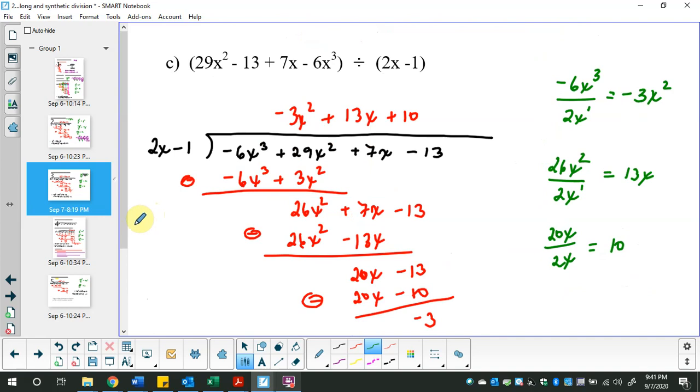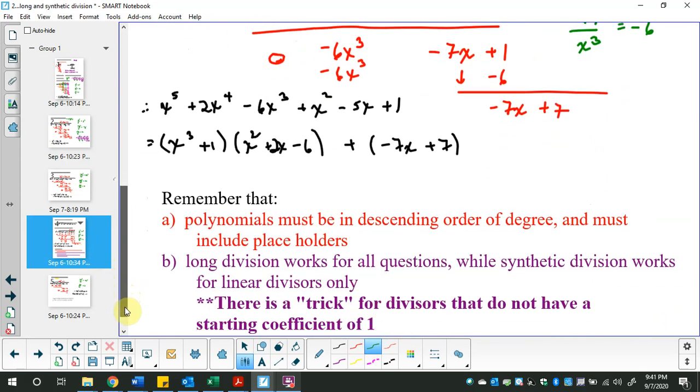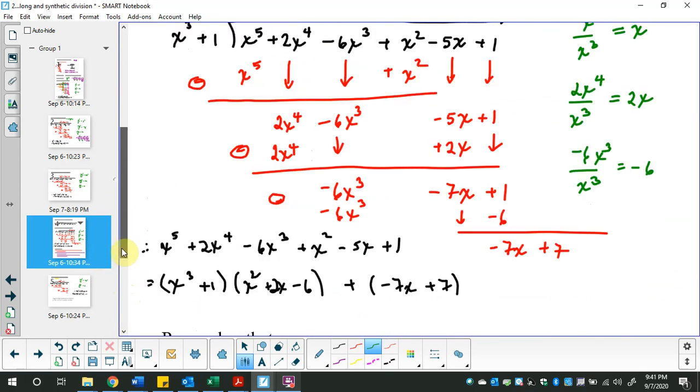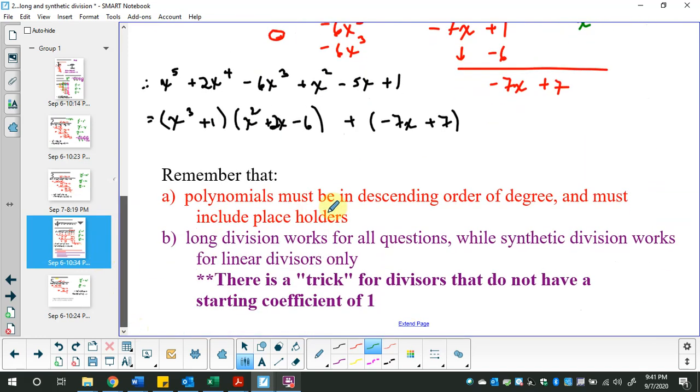Now, here is where some things go wrong. So I'm going to direct your attention to the next slide, and we looked at this before. Polynomials must be in descending order of degree, so downhill, and must include placeholders, so the 0 in that last case. Now, long division works for all questions.